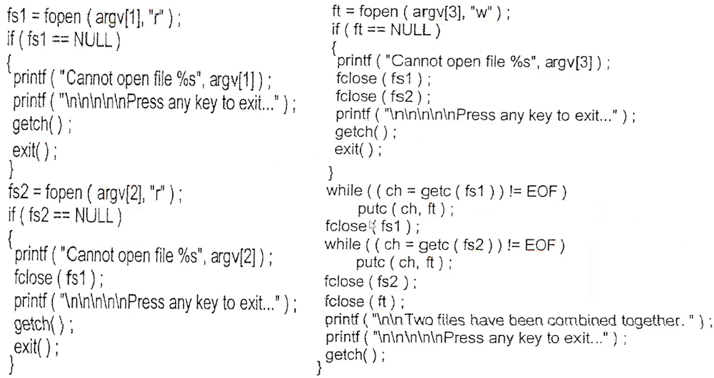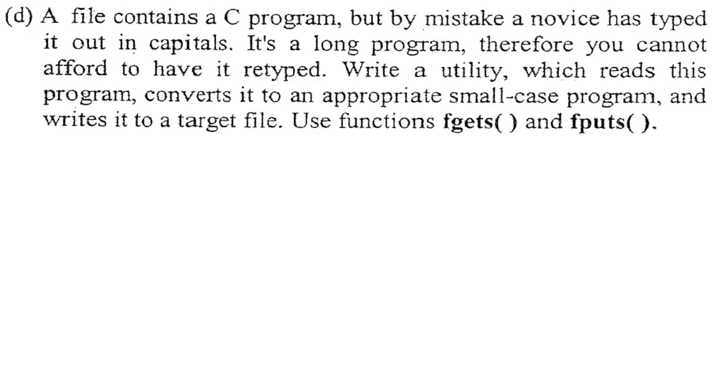A file contains a C program, but by mistake, a novice has typed it out in capitals. So it's a long program. You cannot afford to have retyped it. You have to write a utility which reads this program, converts it to the appropriate small case program and writes it to the target file. So we have to convert uppercase to small case. We need to use the fgets and fputs.